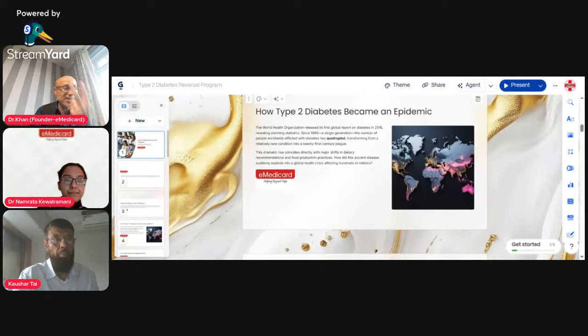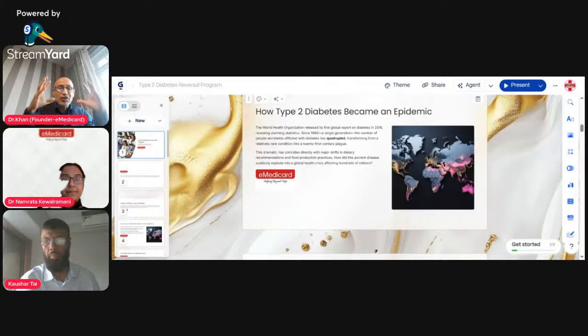So there are two major reasons, remember that. One is the wrong dietary recommendation, thanks to the American Diabetic Association of 1977. The second is the food production practices. These are the reasons why we are seeing a global epidemic, a global rise of type 2 diabetes in a span of just hardly 1 or 2 generations, right?